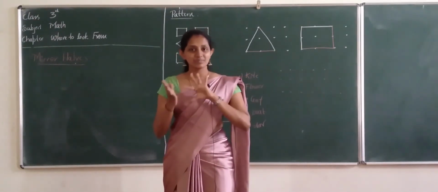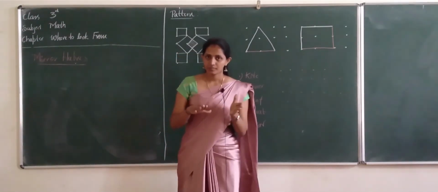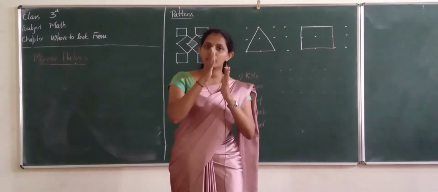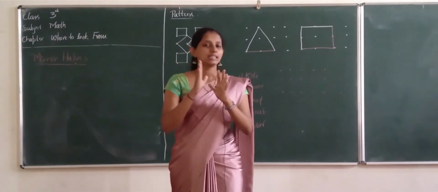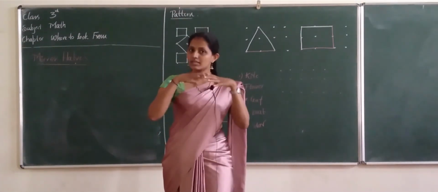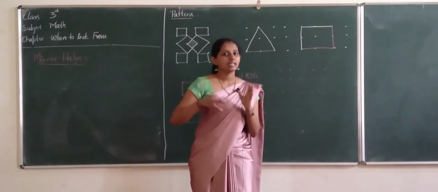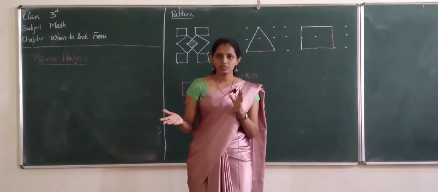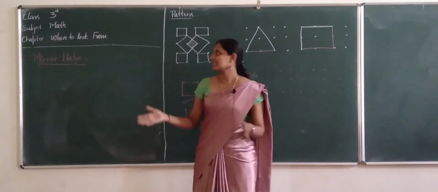Okay? Asymmetrical and symmetrical. When we get an equal part after cutting one picture or an object, that is symmetrical. When we didn't get an equal part, that is asymmetrical. Understood? These are all in this class today.